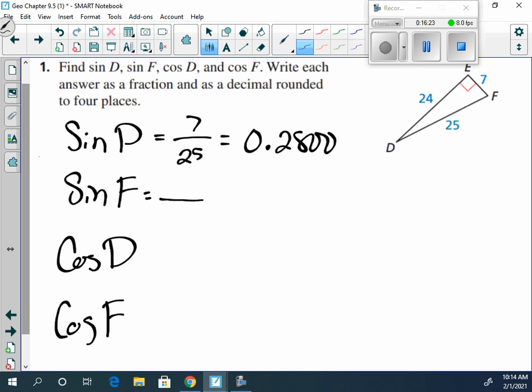So let's look at angle F. So for angle F for sine, we need opposite over the hypotenuse. Well, the opposite side length is 24. The hypotenuse is 25. So that gives us 0.96. Any questions on any of these here?